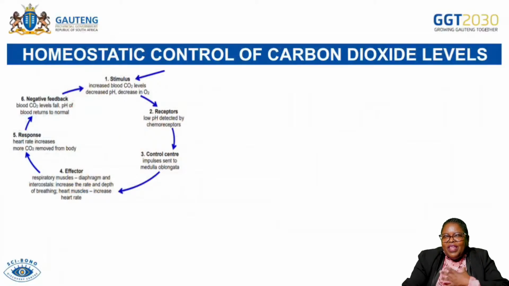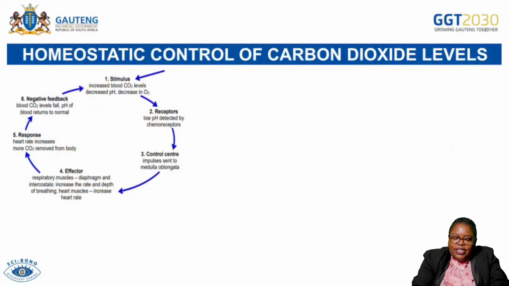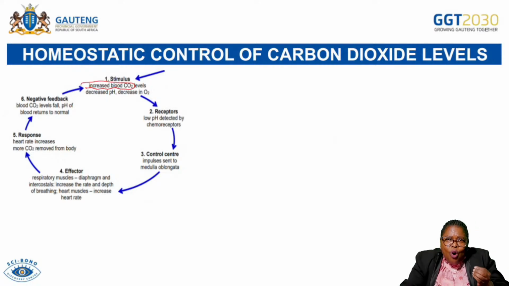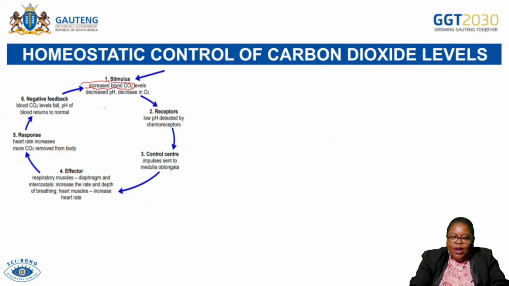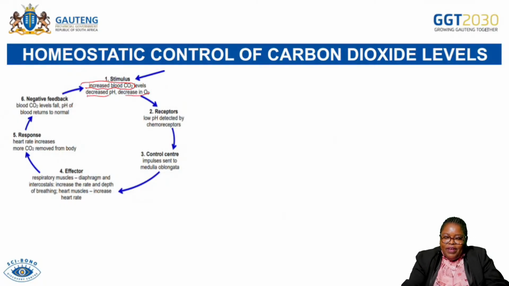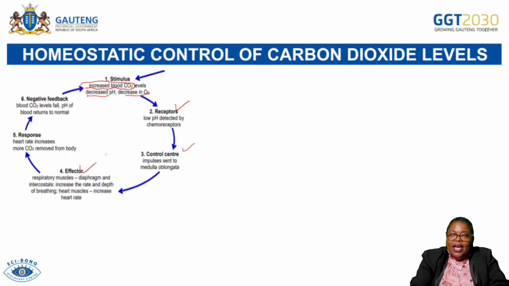So we have that harmony of systems that are working together. Homeostatic control of carbon dioxide levels, because we don't need more of it, what is going to happen? If we've got more carbon dioxide in the blood, then we'll be having decreased pH and also a decrease in the oxygen level. We spoke about the receptors, the control center, and the effector.